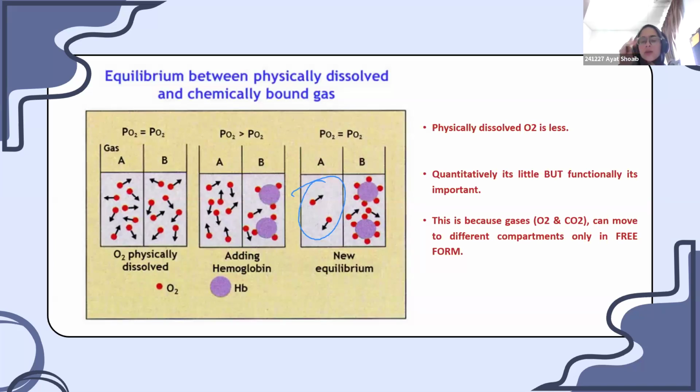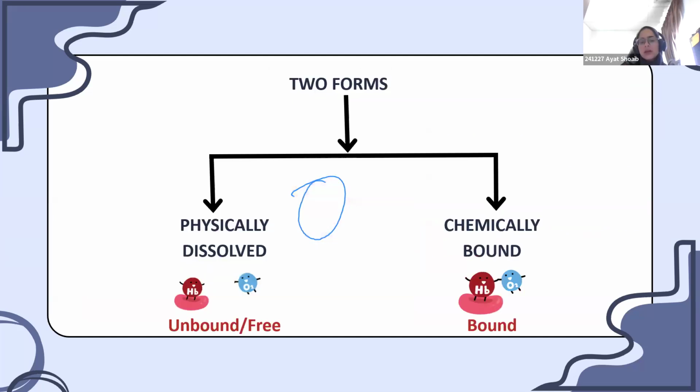Another thing you need to know is that only the free forms of O2 can go to different compartments. If I have oxygen bound to hemoglobin next to a tissue that really needs O2, I cannot give it to the tissue until it releases from the hemoglobin. I need it to be free so that I can give it to my tissue. If it's bound to hemoglobin, I cannot give it to the tissue. And eventually the tissue is going to go hypoxic and die because there's a lack of oxygen.